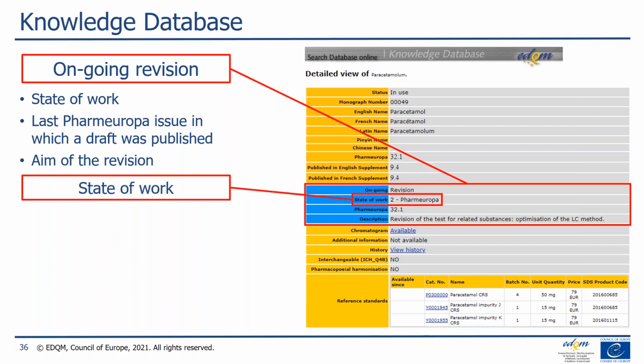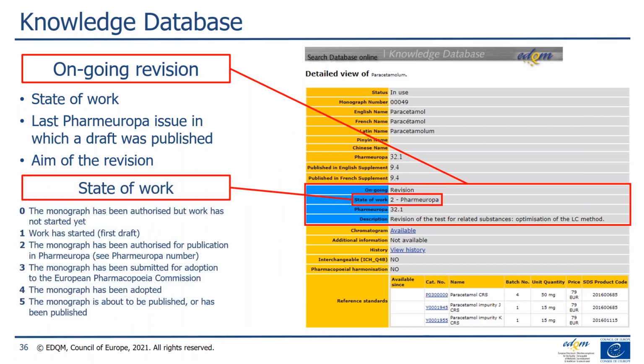Regarding the state of work, right at the bottom of the knowledge database page is a key to describe what each of the different states mean. In this case, it's state of work 2, which means that it is in the Pharmeuropa publication process.